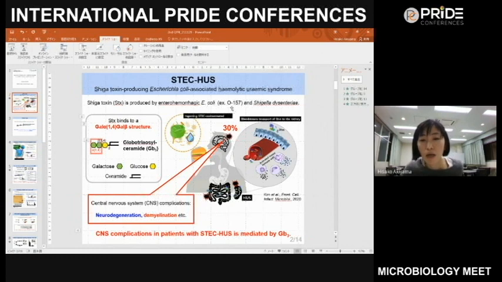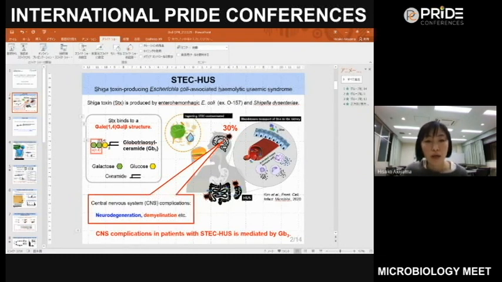Shigatoxin is produced by enterohemorrhagic E. coli, like O157, and Shigella dysenteriae. Shigatoxin binds to cells expressing the galactose alpha 1,4-galactose beta structure. Infection with shigatoxin causes bloody diarrhea and hemolytic uremic syndrome, so-called STEC-HUS.